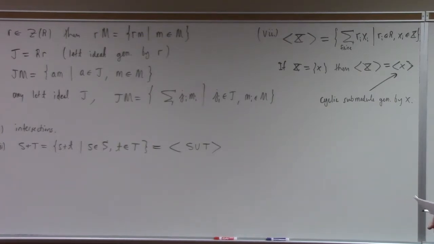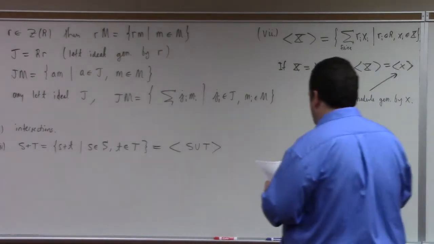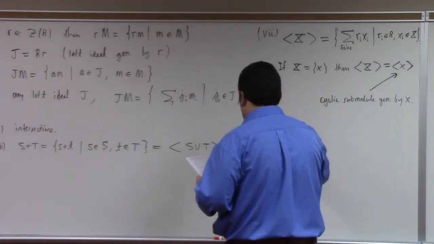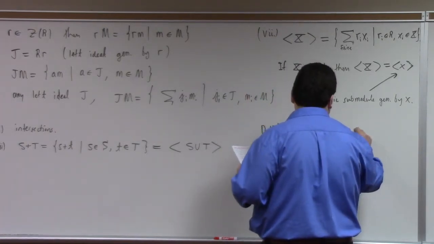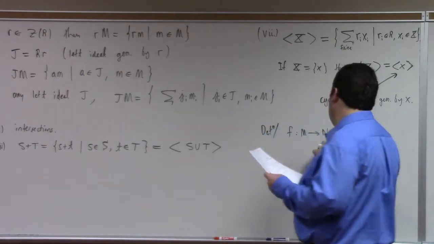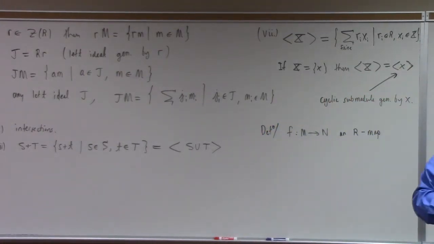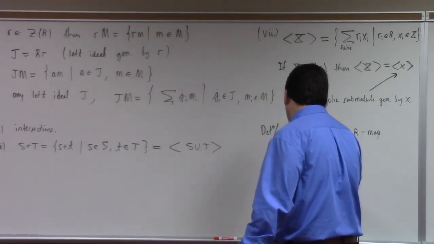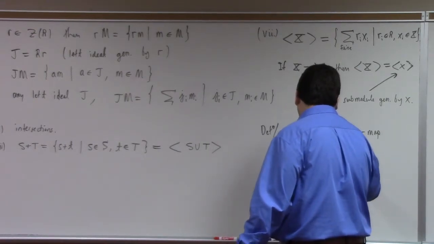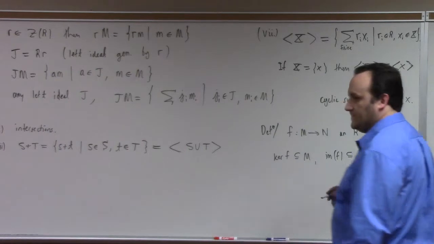So what's passed here in this section? Next he defines kernel, he defines image, and he mentions that those are submodules. I'm just going to give you a rundown of the next couple pages here, and we'll stop for today. So if we have f going from M to N as our map, and these are left R modules, all right, then the kernel of f is a submodule of M. The image of f is a submodule of N. All right.